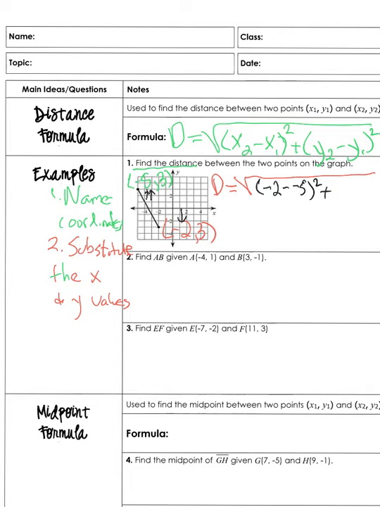Pick a different color for those. That's 3 and -3. So they plug this in. I've got -3 minus 3 squared. Now, the easiest thing is to go ahead and just do each part that's in parentheses first. So -2 minus -5 is +3 squared.